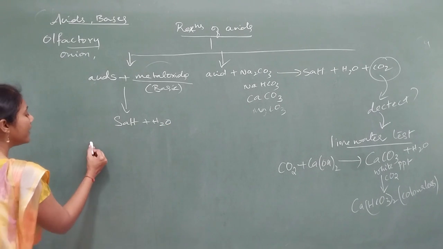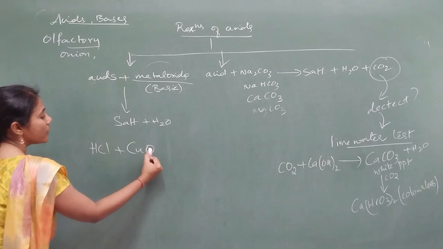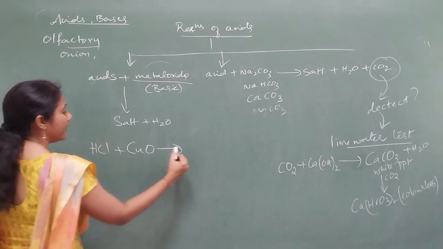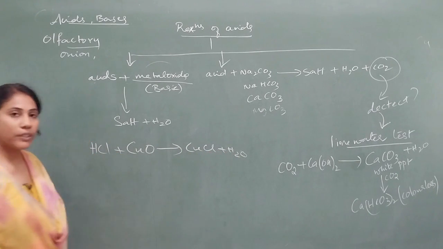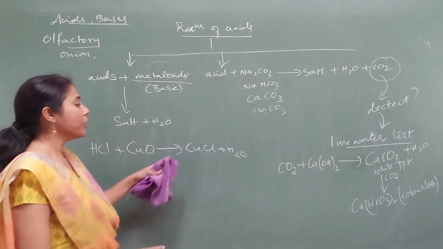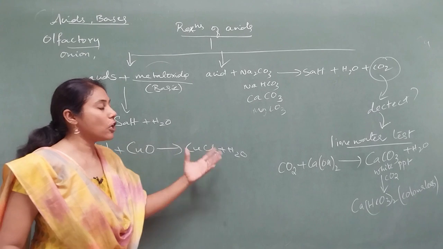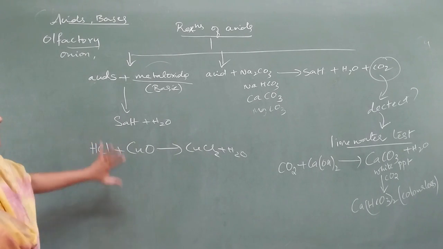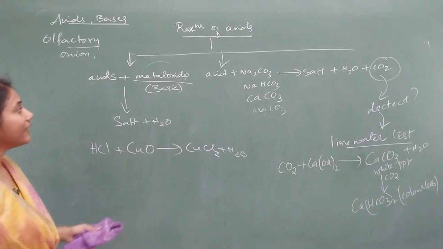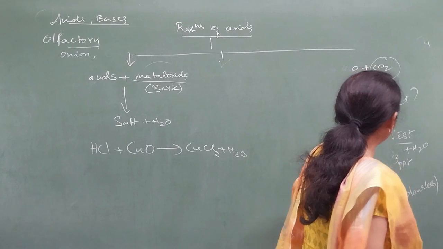So you have one chemical reaction as an example, HCl when reacts with copper oxide, what do you get? You will get copper chloride plus H2O. So this reaction is there in your book, CuCl2, right? So where the green color copper chloride is usually formed, right? So this is an example for that.